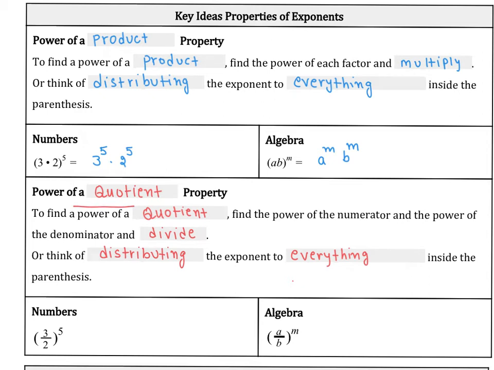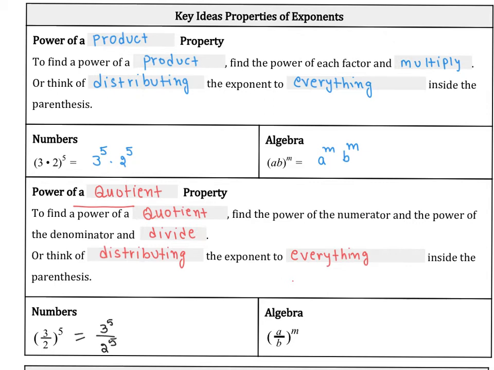Power of a quotient property. To find a power of a quotient, find the power of the numerator and the power of the denominator and divide. Or think of distributing the exponent to everything inside the parentheses. So you have 3 over 2, all to the power 5. So distribute the 5 to 3 and to 2. So that's going to be 3 to the power 5 divided by 2 to the power 5.